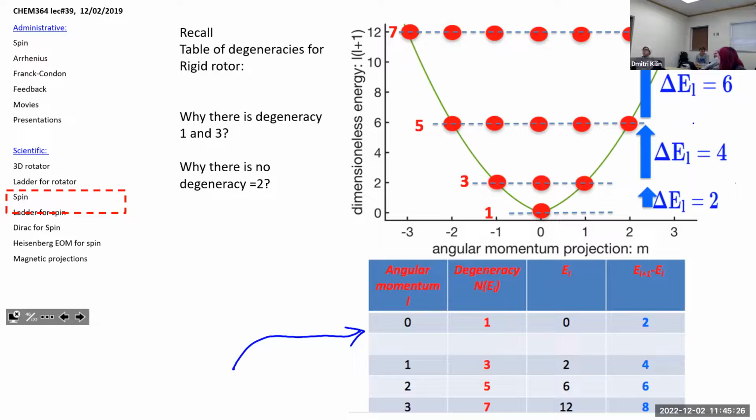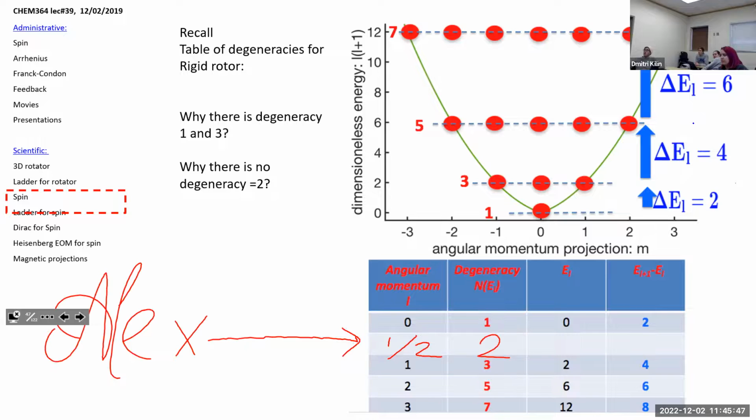Angular momentum 0, no degeneracy. Angular momentum 1, p orbitals, 3. And now we know two states. What will be the angular momentum of spin between 0 and 1? It's one half, too. And the language is like singlet, doublet, triplet. Triplet because triplet is degenerate, doublet because doublet is degenerate.